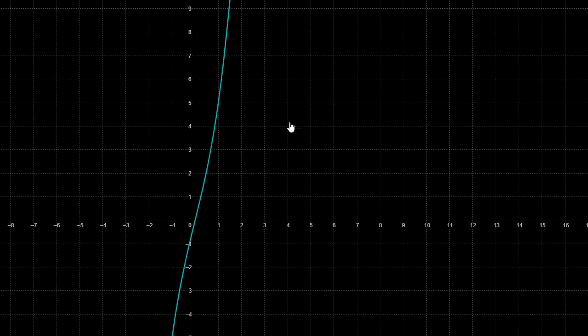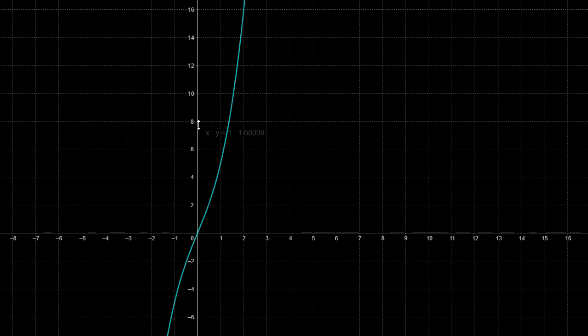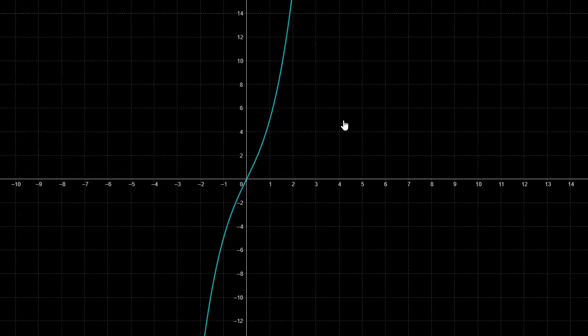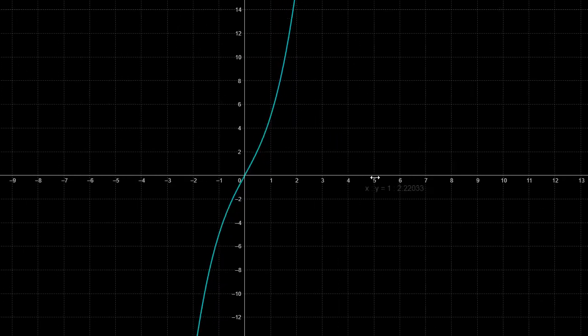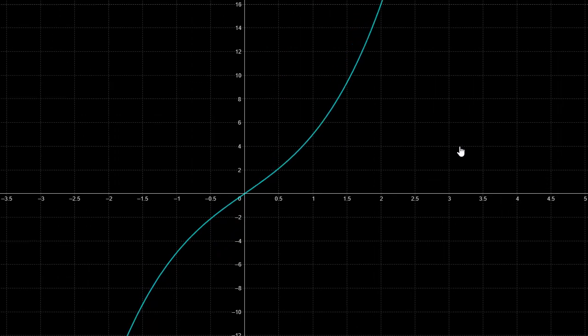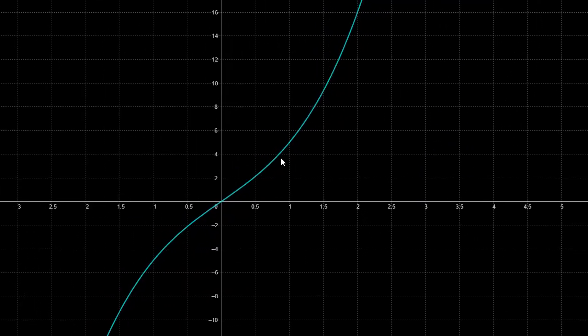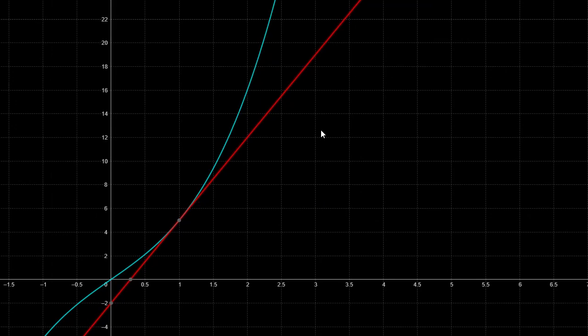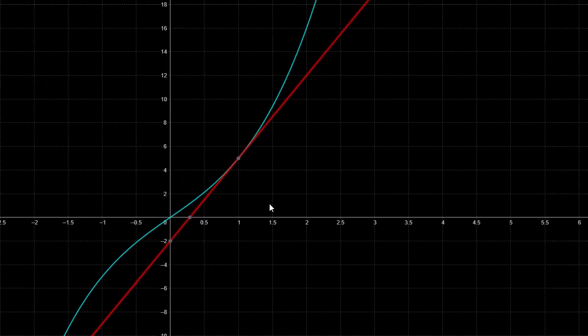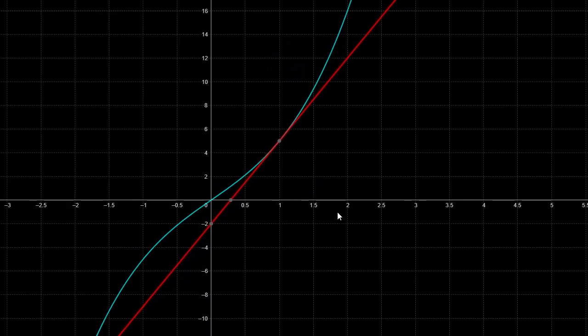If we look at the graph, here's the graph of our function. Here's the function, here's the point 1, comma 5, and here's the tangent line going through it that we just found. So that should definitely be enough to get you rolling on the homework for this section.